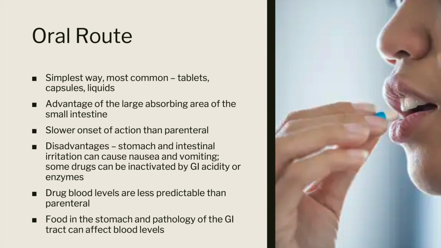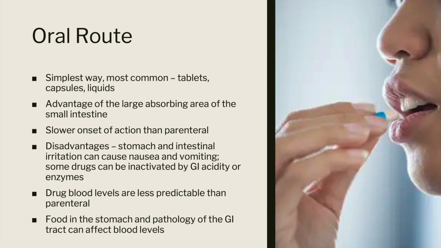The advantage of taking something orally is that there's a really large absorbing area. The small intestine is huge, so it's a really large area to absorb the drug. It's got a slower onset of action because, again, it's got to break down in the body and it's got to travel to the intestines where it's absorbed. So it takes longer. Disadvantages, the stomach and intestinal lining can become irritated. This can cause nausea and vomiting.